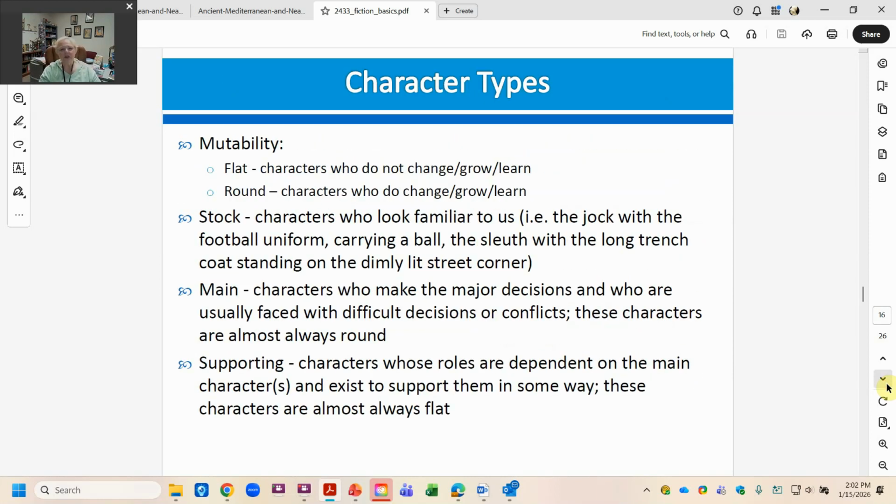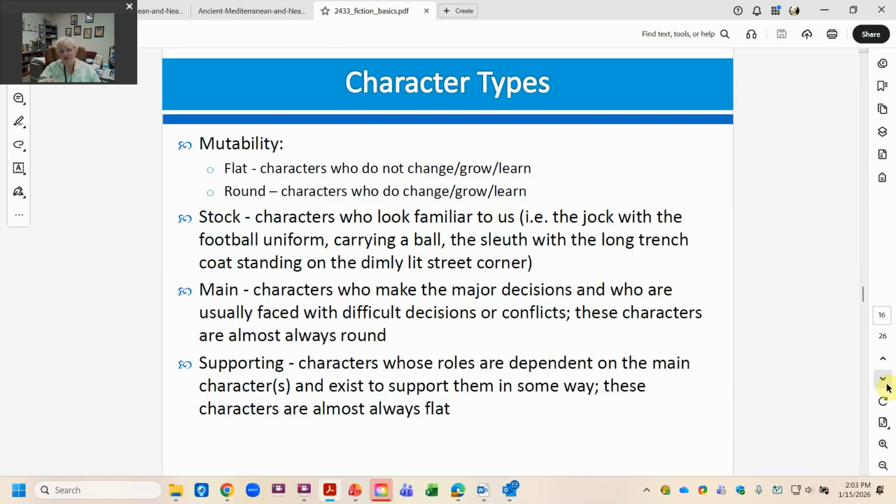So I'm just going to skip over that right now. So character, who are the people in the story? Well, you have two types, flat versus round, and this is about mutability or change, right? If a character doesn't change, they don't grow, they don't learn, we call them flat. Nothing happens, right? They're static. If you have a character that does change, we call them round. They're well developed, right? So usually your major characters are going to be round, and minor characters are usually going to be flat.